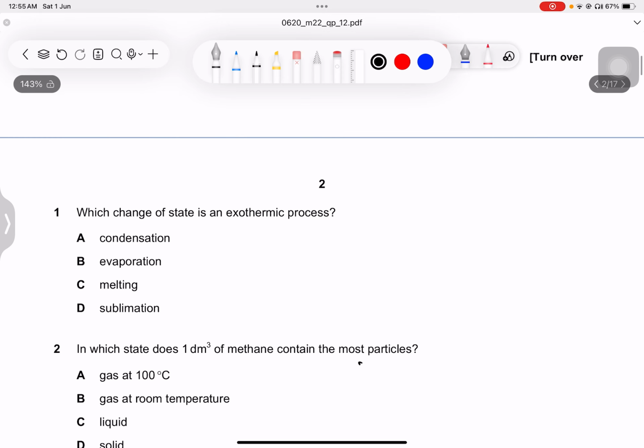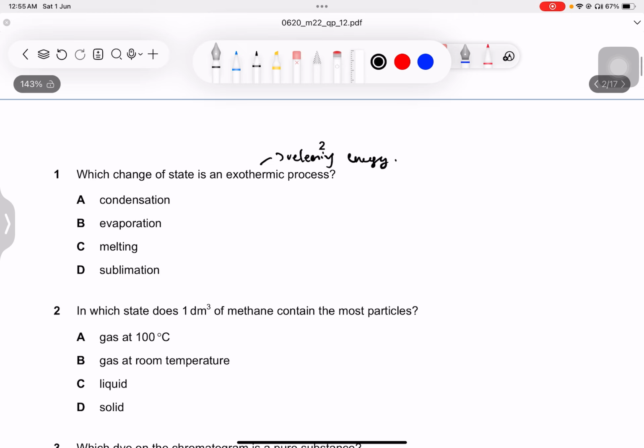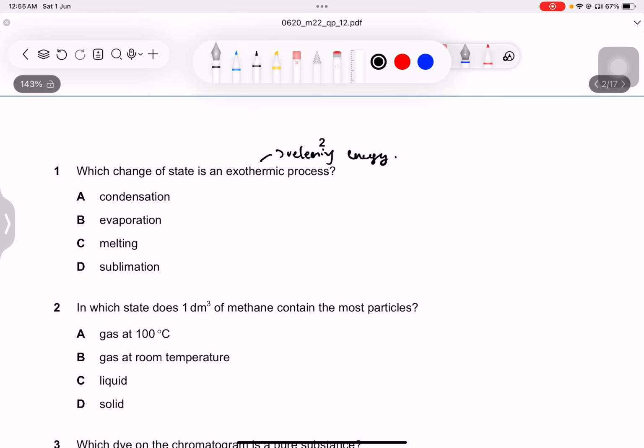So, question 1. Which change of state is an exothermic process? Exothermic means releasing energy. So, out of these four, condensation. In condensation, the gas changes into liquid, so they lose their energy, so not the correct option.